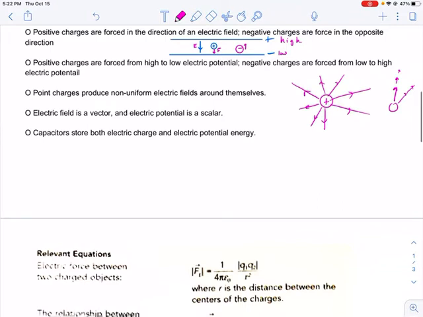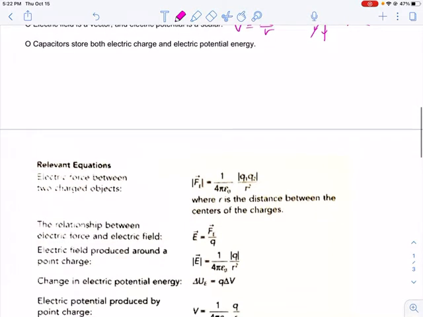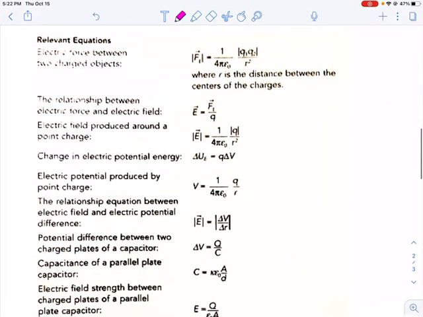Let's see. An electric field is a vector. Electric potential is a scalar. Potential is V, KQ over R for a point charge. And finally, capacitors store both electric charge and electric potential energy.